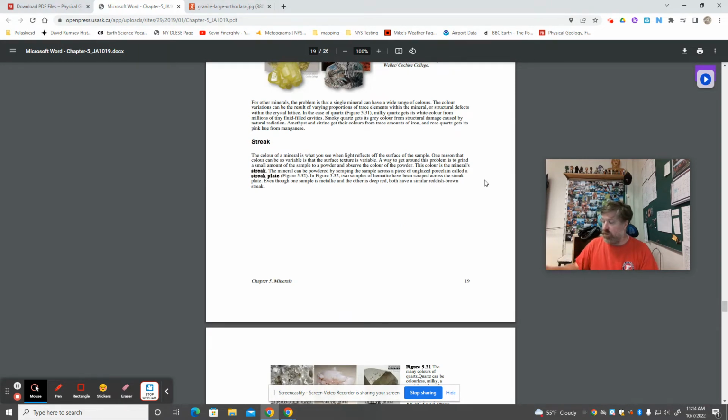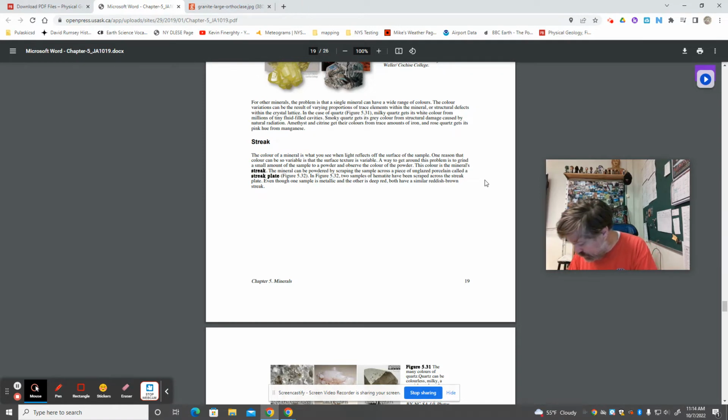More valuable, and what sometimes feels weird, because I guess when you're a rookie, it feels like I'm saying the same thing here. This feels like color as well, but this is called streak. You have these unglazed porcelain plates. They're finely porous. If you take a mineral and scrape it on there, it leaves behind a powdered form of the mineral. And believe it or not, although it sounds like color, that's a better diagnostic property for identifying minerals than color is on its own.